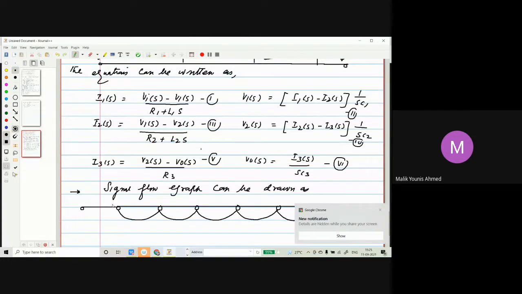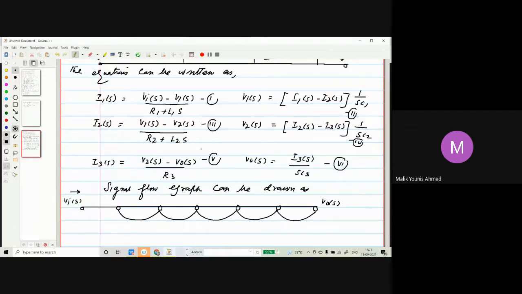Now, first, what is the input that I will be writing here? Input is Vi of S, so it is the input node voltage. And output is V naught of S. Now, in between, I have to satisfy it.